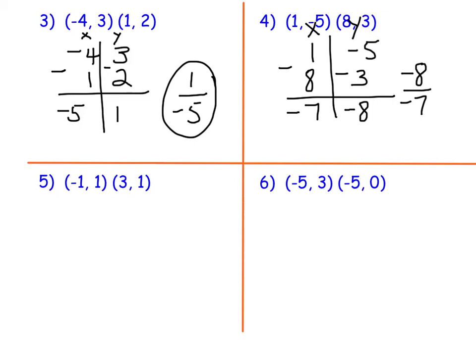However, this needs to be simplified because when you have a negative in the numerator and a negative in the denominator, it's like taking a negative divided by a negative, which is equal to a positive. So positive 8/7 is our slope.